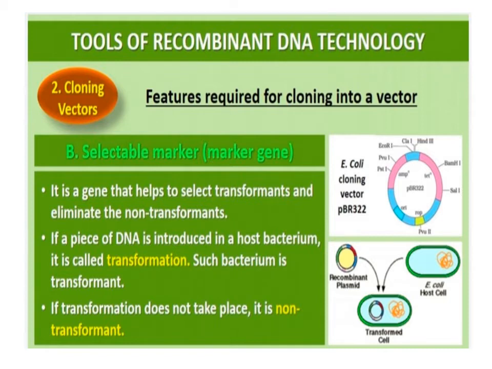Selectable marker. A selectable marker is a sequence in DNA, that is a gene, which helps in selecting transformant cells, that is, those which contain rDNA, and eliminating the non-transformants. If a piece of DNA is introduced into a host bacterium, it is called transformation. Such a bacterium is a transformant. If transformation does not take place, it is a non-transformant.